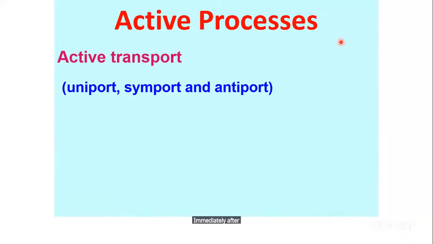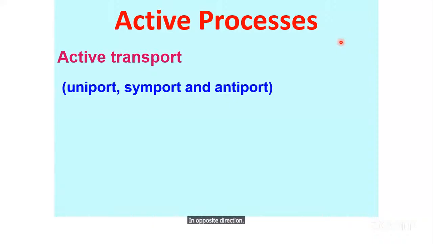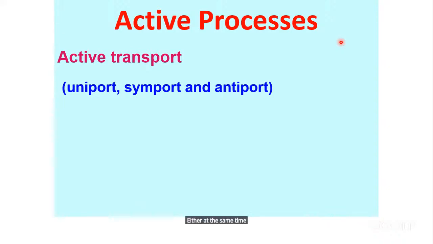Now, the antiport transport system, the protein that does that is called the antiporter. That protein will move two molecules in opposite directions, either at the same time or sequentially. That means if it's moving one molecule out of the cell, it's bringing in another molecule, either at the same time or one after the other.